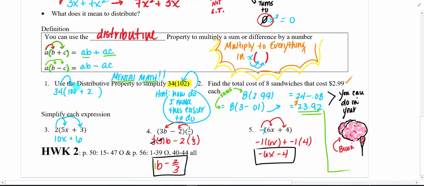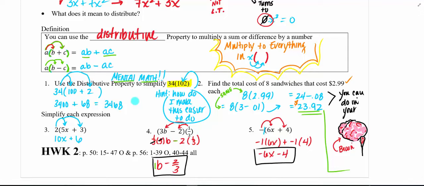Now we're going to use the distributive property to multiply. Can you multiply 34 times 100? I'm pretty sure all of you could. Then we're going to use the distributive property to multiply by the other term that's in the parentheses, which is 2. Can you multiply 34 times 2? I'm sure you can, right? So 68. Can you add 3,468? Now, you just multiplied 34 by 102 without a calculator in your head.